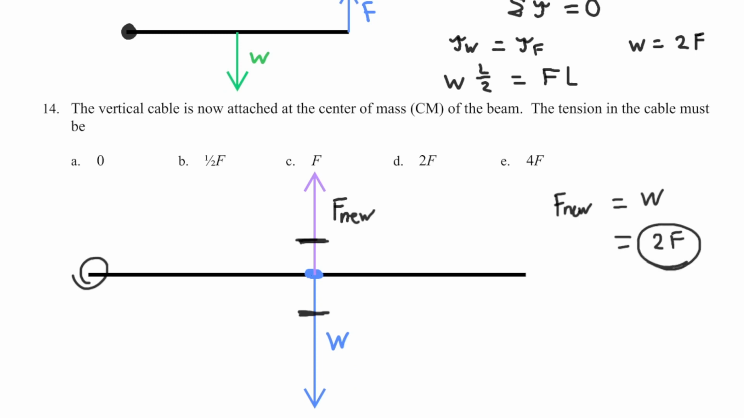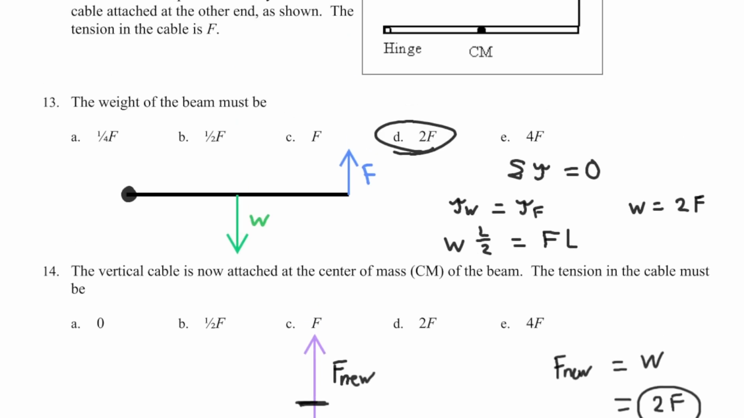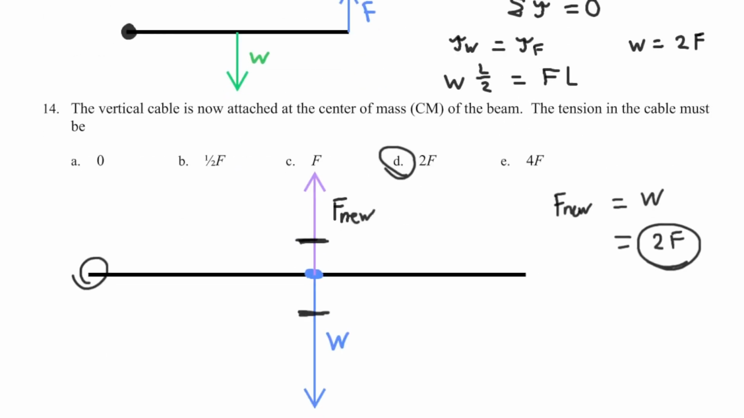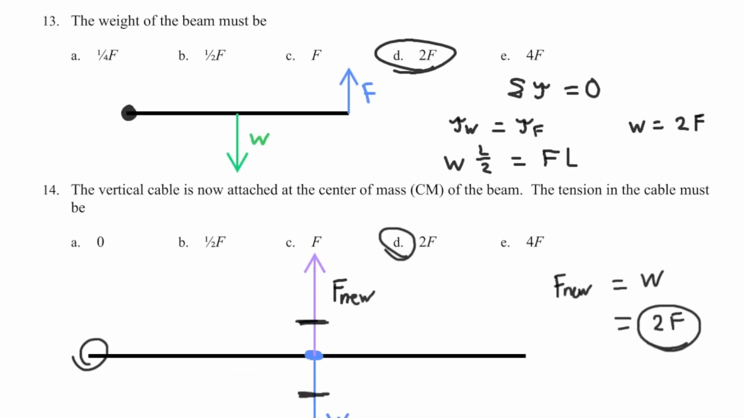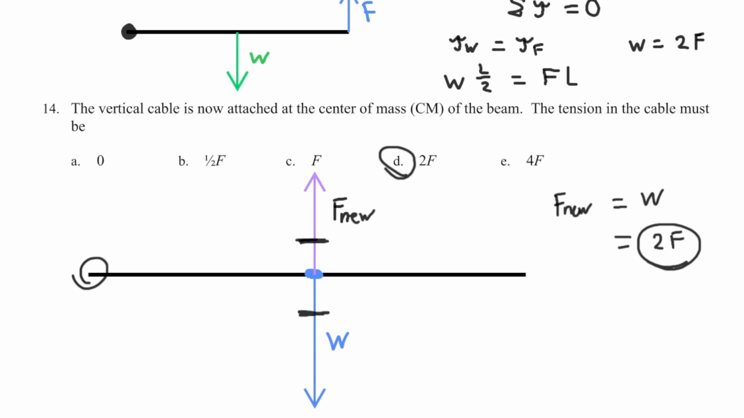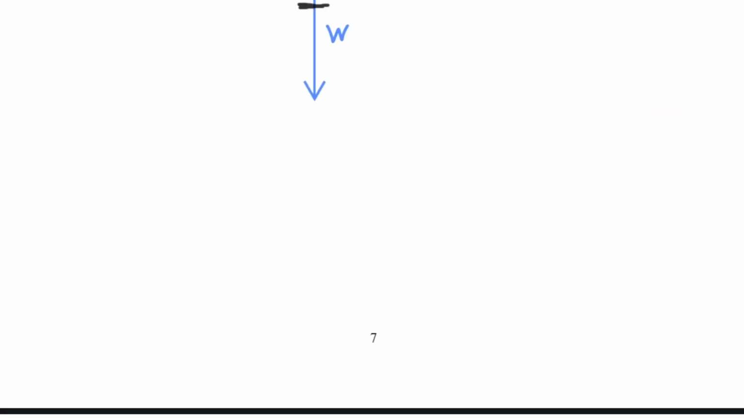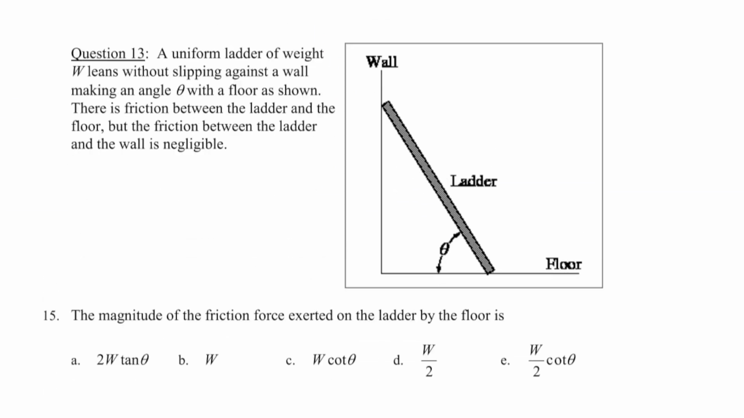Or another way of thinking about this, which might be even the simpler answer because it doesn't depend on knowing the previous part: if you're moving the cable halfway along the beam, if you're halving the distance, you have to double the force in order to get the same torque, just like the seesaw. So it's still a lever question. And I didn't change this number.